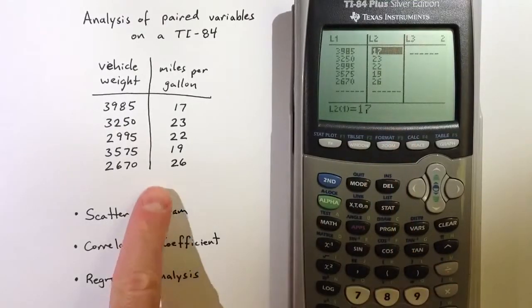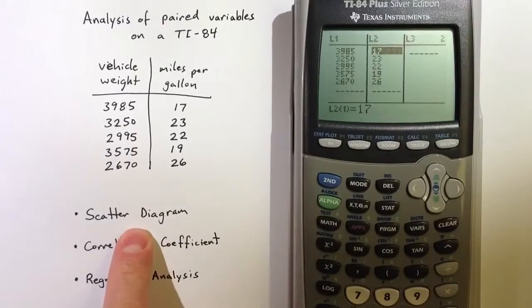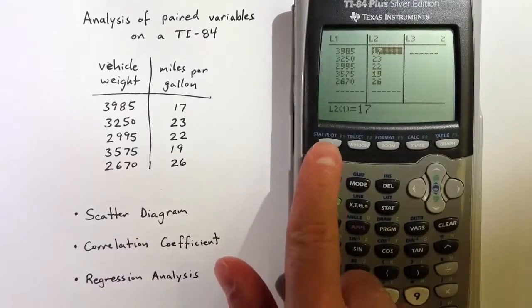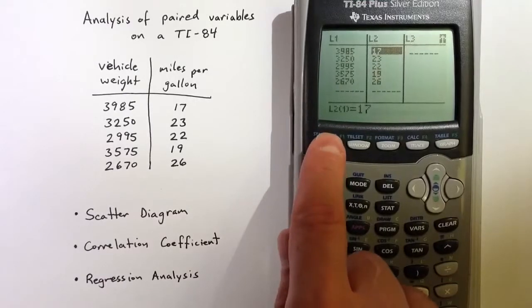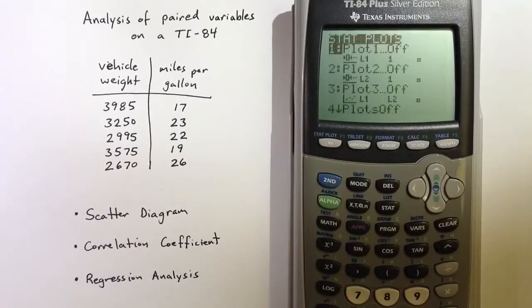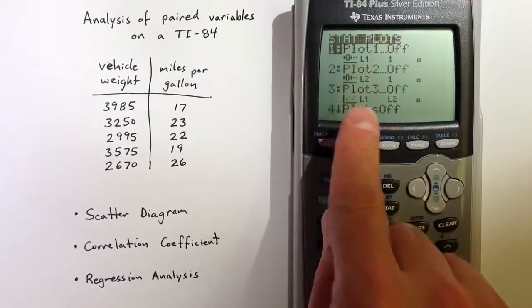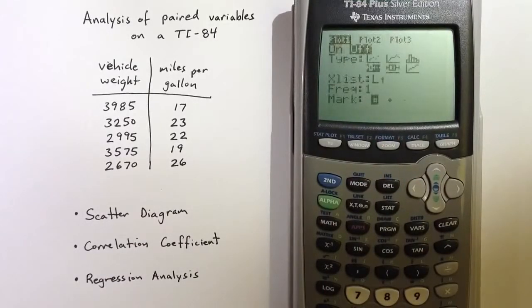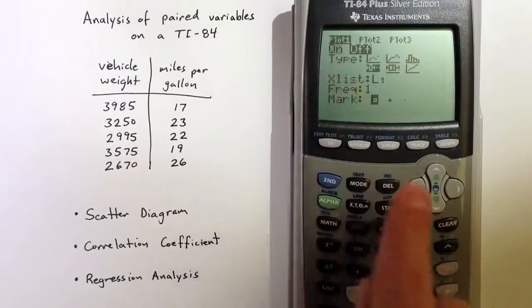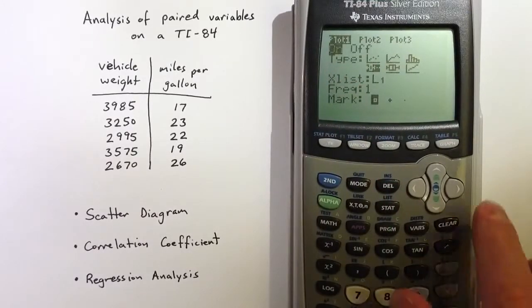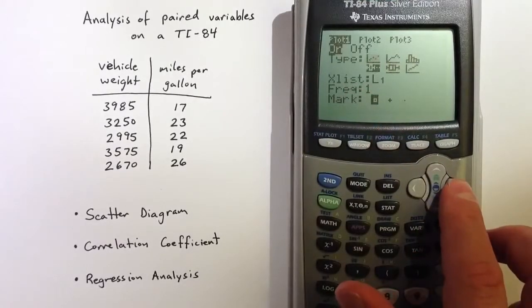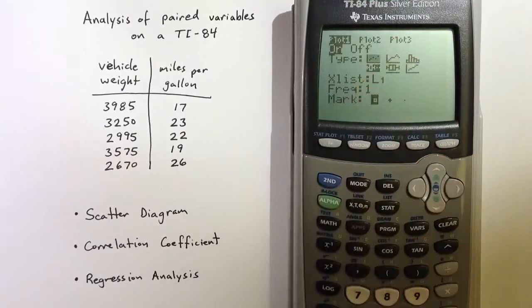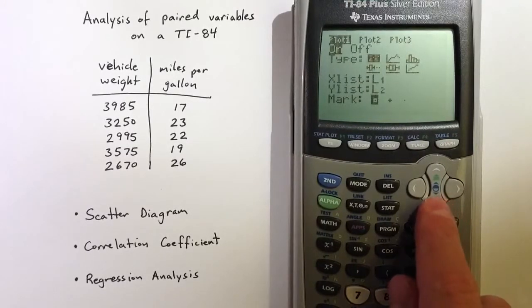To create a scatter diagram, I'd like to go to the stat plot menu. So I'm going to hit second and then the y equals key, and I want to choose one of the plots. I can press enter to turn it on, to make it active, and then hit the down arrow to choose the type of graph. The scatter diagram is the very first graph that we see there, so press enter to choose that.